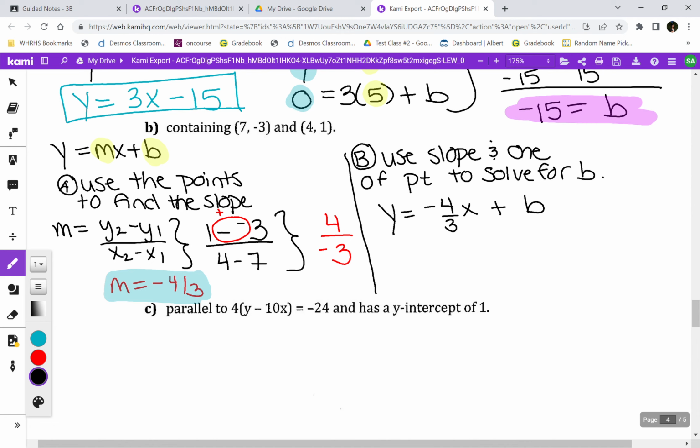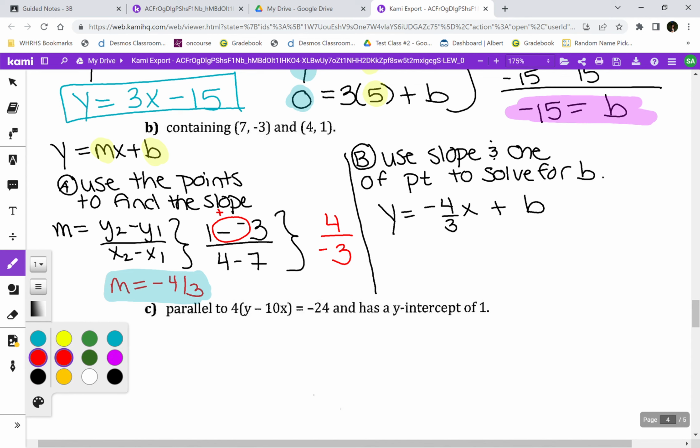So now I have a choice. Do I want to use the point 7, negative 3 or the point 4, 1? It doesn't really matter. You tell me, which one do you want to use? Connor? Point 4, 1. Sure, we could use the point 4, 1. So if we're using the point 4, 1, that 4 is going to go in for x, and the 1's going to go in for y.